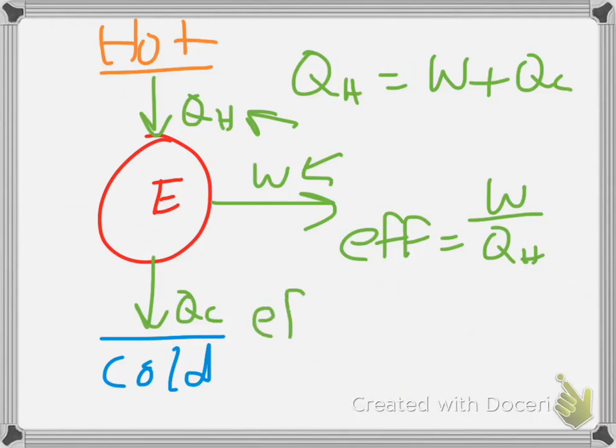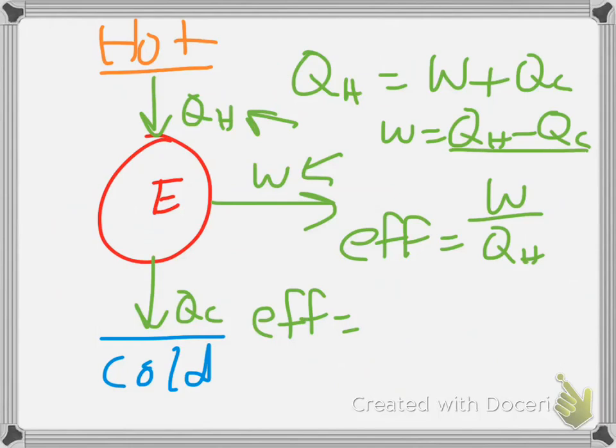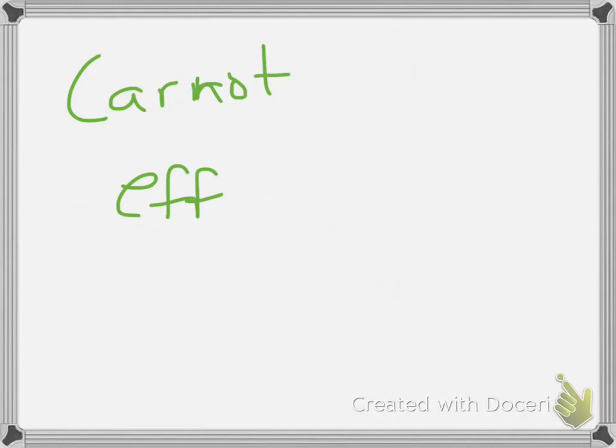Another way of looking at efficiency is if we were to solve this for work, it would be work is equal to QH minus QC. And if we were to plug that in right there, that equation turns into 1 minus QC over QH. Now, if we're talking about an ideal engine, that's a Carnot engine, right? Carnot, C-A-R-N-O-T. And the Carnot efficiency, that's an ideal engine, is 1 minus TC over TH. So we're dealing with temperatures instead of looking at the actual energies.